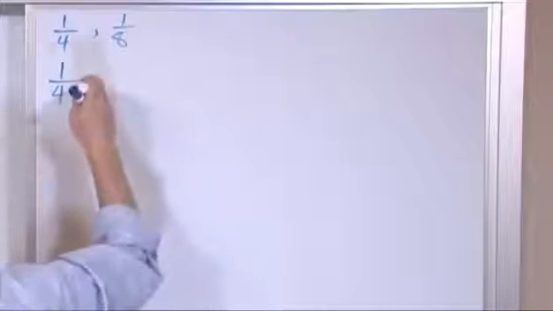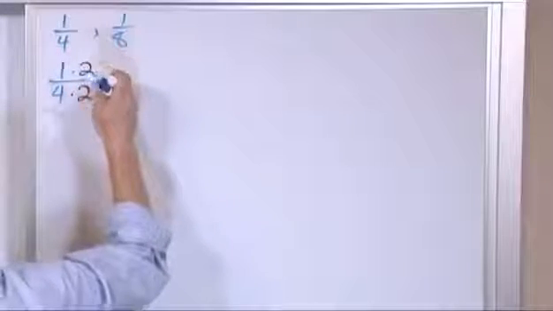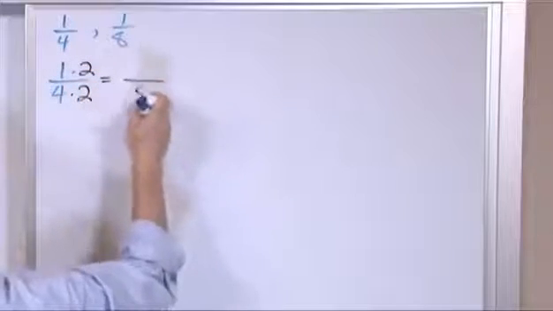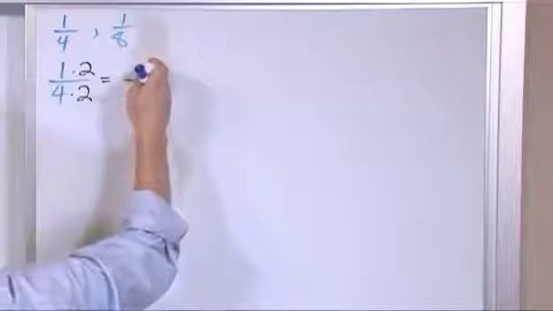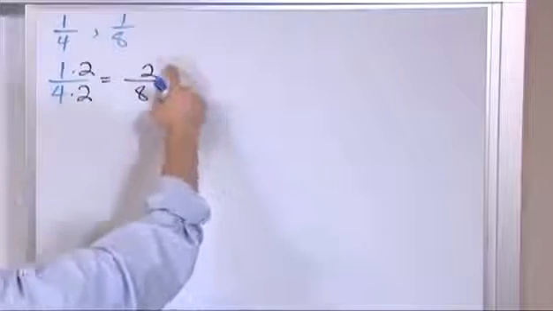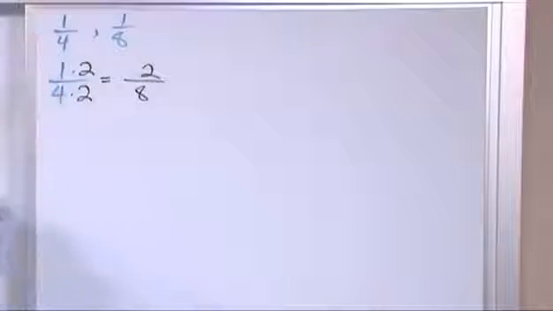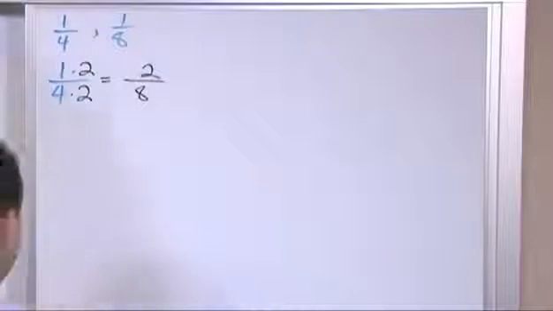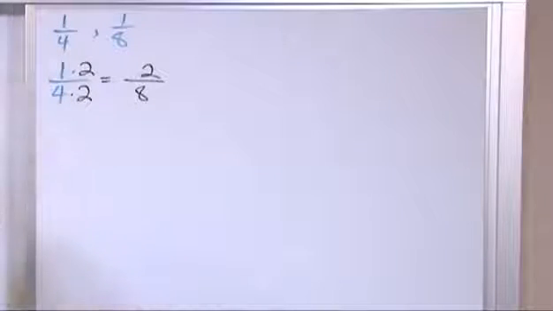And if I multiply the bottom by 2 and the top times 2, then on the bottom I'm going to have 8. 4 times 2 is 8. 1 times 2 is 2. So this 2/8 fraction is exactly the same amount of pizza, so to speak, as the 1/4 of the pizza. It represents the same thing.